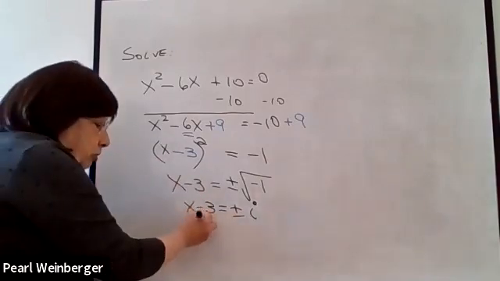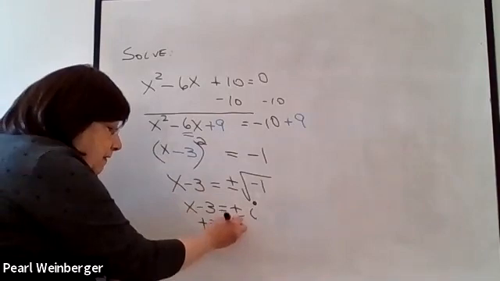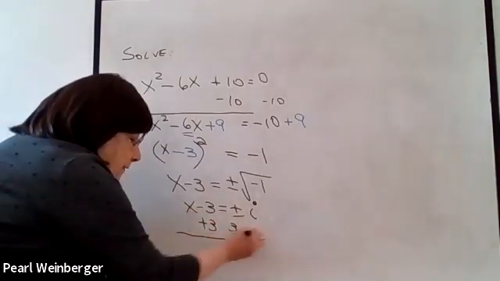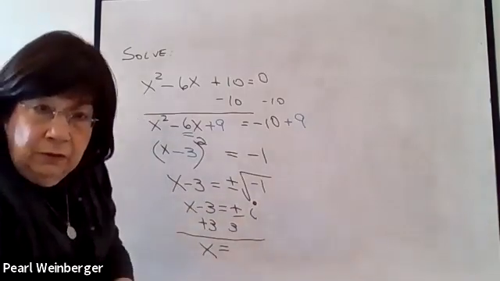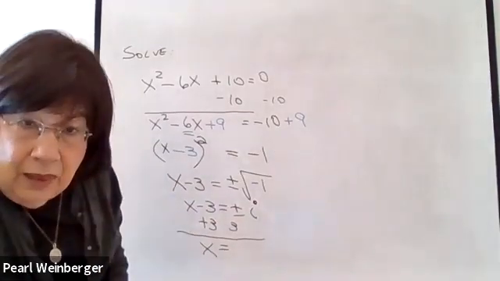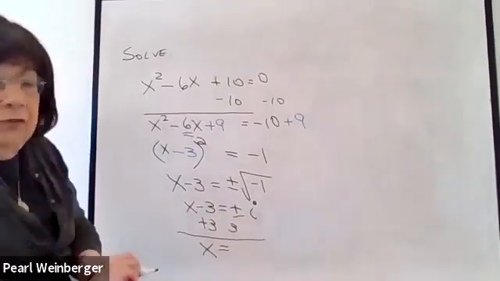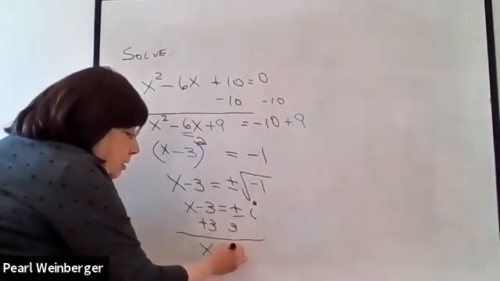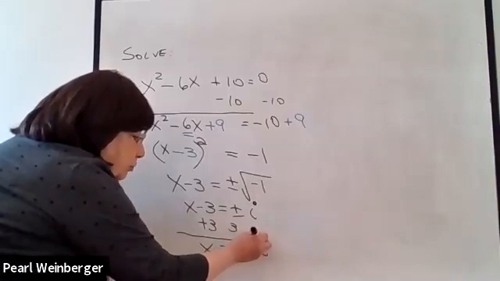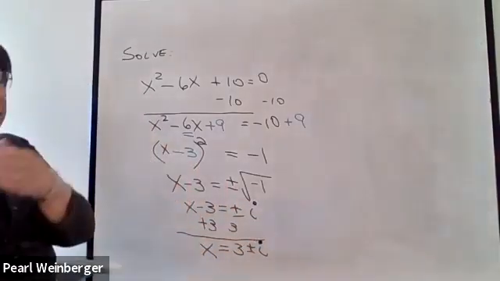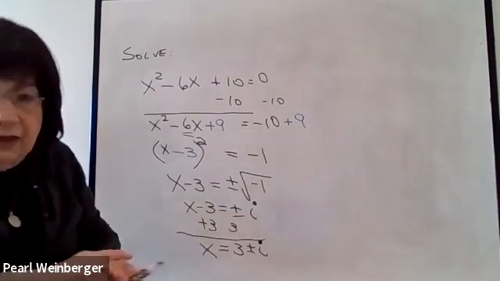I want to bring the 3 to the other side so that my final answer becomes x equals 3 plus or minus i. And again, you could write it separately as 3 plus i and 3 minus i.